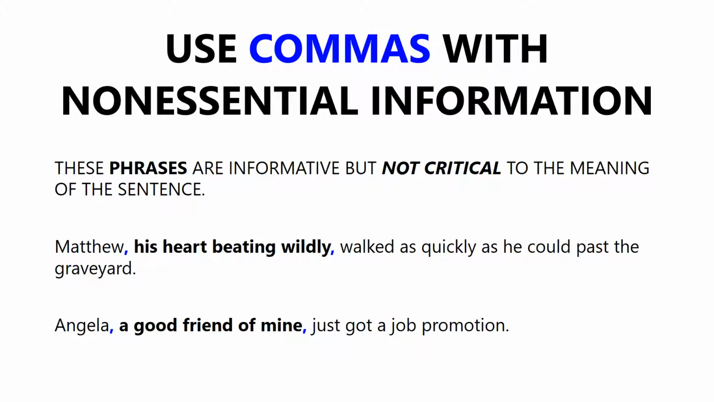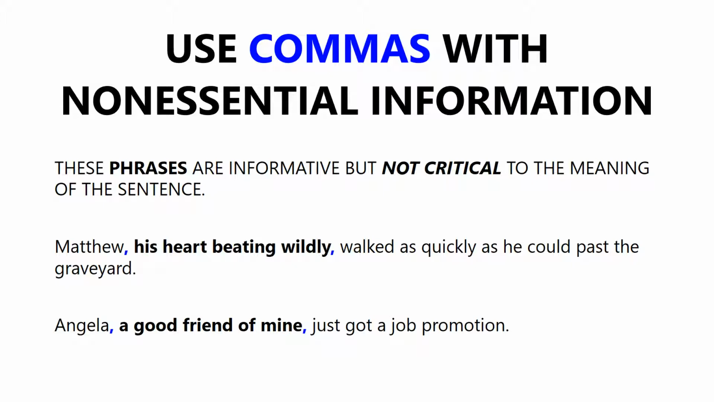We can also use commas to offset non-essential information. These phrases are informative but not critical to the meaning of a sentence. For example, Matthew, his heart beating wildly, walked as quickly as he could past the graveyard. Now, his heart beating wildly isn't essential to the meaning of the sentence, but it does spice things up. We could just say, Matthew walked as quickly as he could past the graveyard, but when we insert that extra bit to spice things up, we offset it with commas.